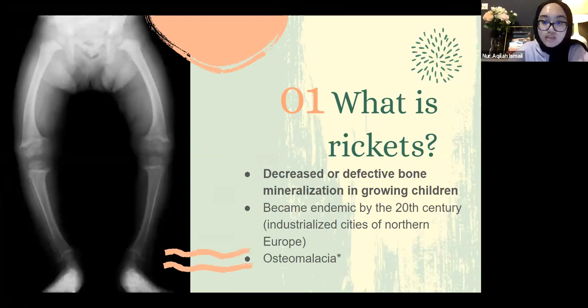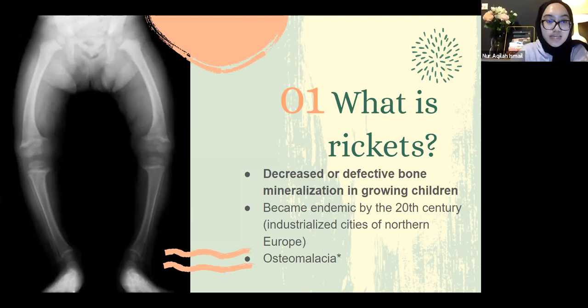By the 20th century, rickets had become endemic, particularly in industrial cities of Northern Europe. This situation can be explained by inadequate sun exposure, which was considered one of the main causes of rickets. You will understand more on this throughout this presentation. It's important to note that the term osteomalacia is used to describe the exact same condition, but it occurs in adults, when the epiphyseal plate is already closed.